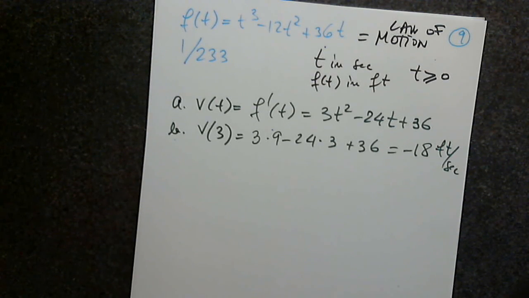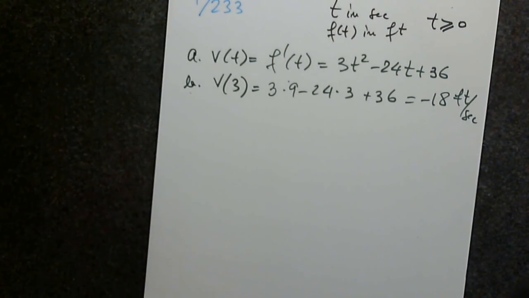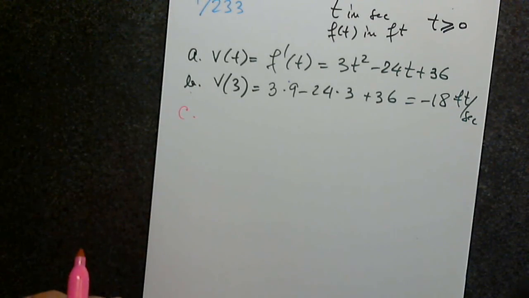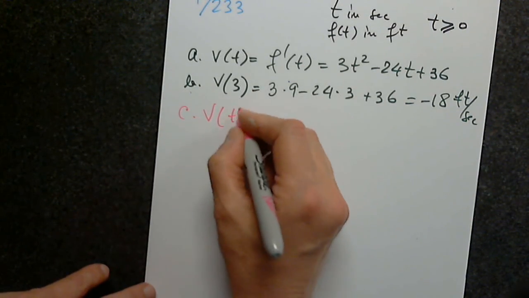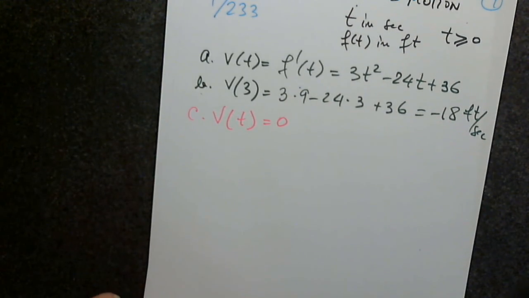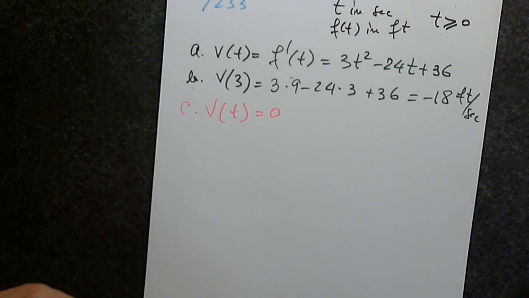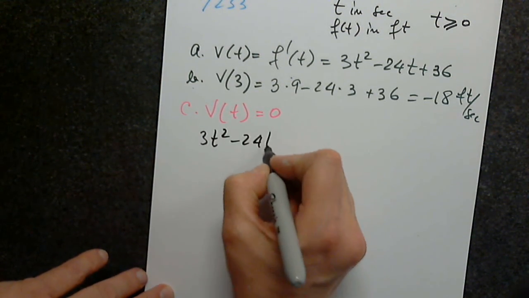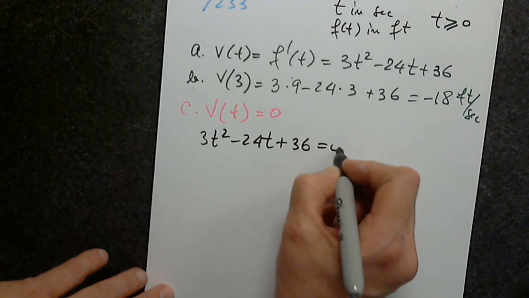Part C. When is the particle at rest? When is your car in the parking lot at rest? We certainly hope that it's at rest. So the particle is at rest when the velocity is 0. Okay, so 3t squared minus 24t plus 36 is 0.